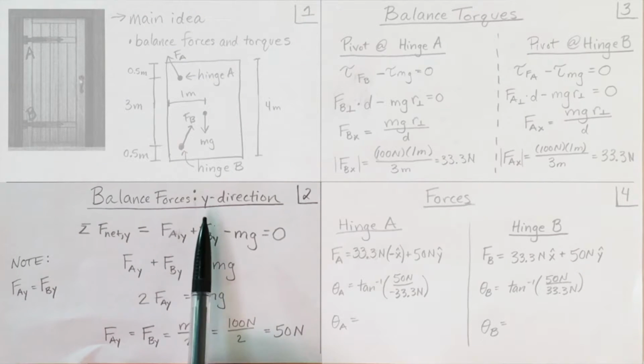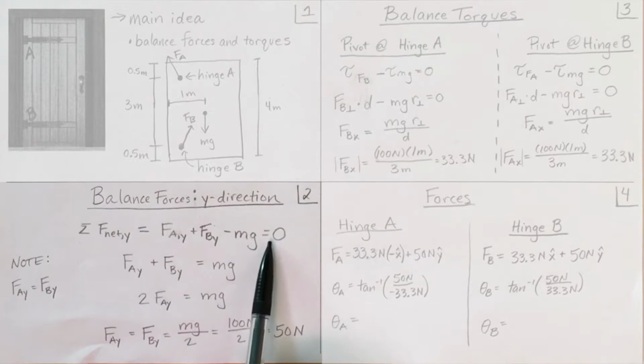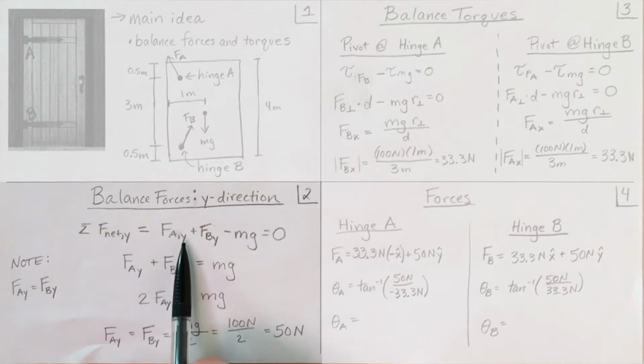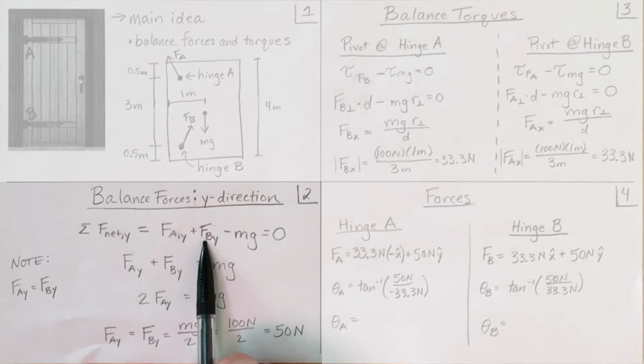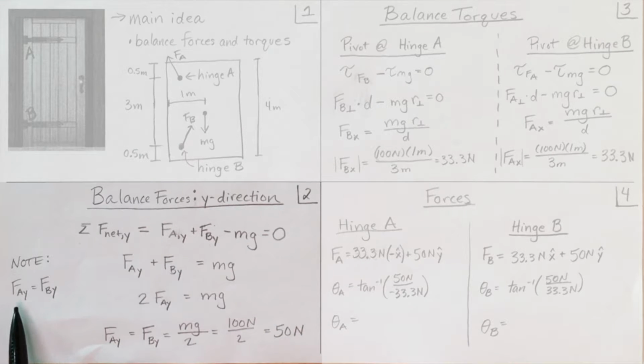First, we will balance the forces in the y direction. This means that we will take Newton's second law and set that equal to 0. The 3 forces acting in the y direction are the y component of the force on hinge A, the y component of the force on hinge B, and gravity. Moving gravity to the other side and noting that the y component of the force on hinge A is equal to the y component of the force on hinge B, we can simplify and then solve for the y component of the forces on hinge A and B and see that they are equal to 50 newtons.